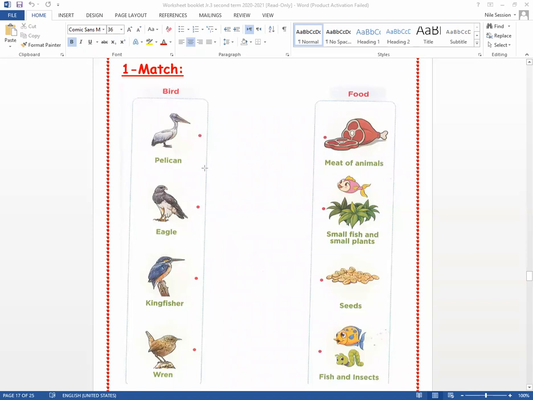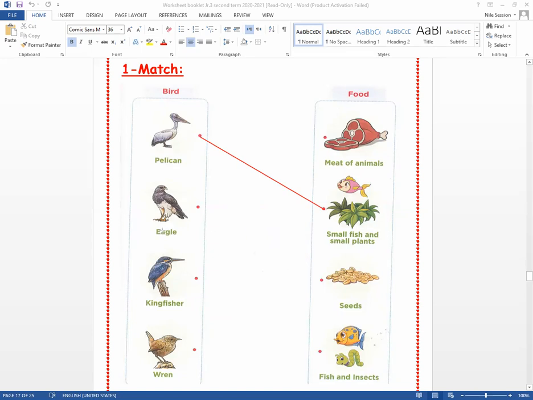Now we have birds and some foods. You remember this lesson, types of beaks? Yes. Now we have pelican. You know spoonbill bird and pelican? Yes, they have a spoon beak and they eat what? Yes, super. Small fish, small plants in water. So pelican and spoonbill bird eat small fish and small plants in water.